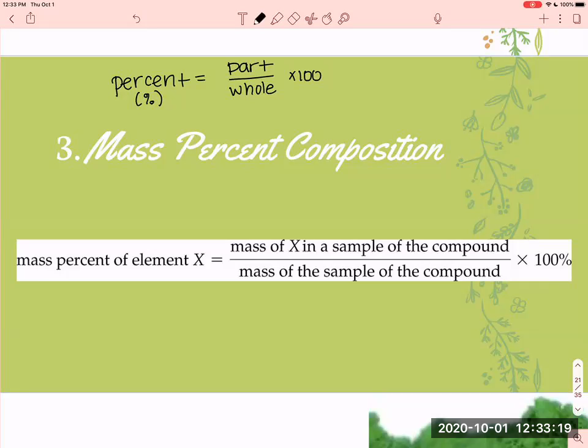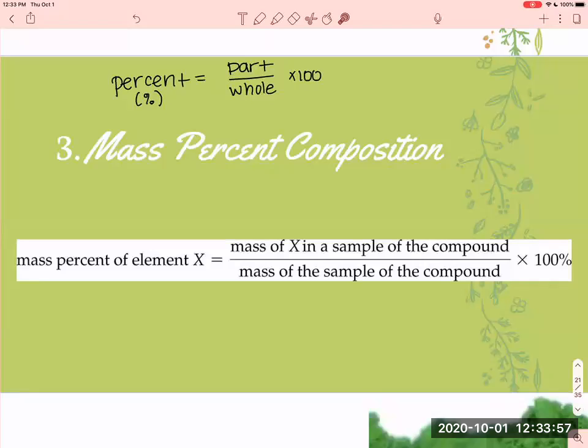So take that level of prior knowledge, understanding about what a percent is, and we're just going to apply it now to compounds and elements inside of that compound. So mass percent composition is going to be, if you're looking for a mass percent of a certain element, let's just call it X, that's inside of a compound, it'll be the mass of the part, the element you're looking for, over the whole or total mass of the sample times 100. So very simply, not doing too much beyond part over whole. It's just identifying what is my part here.